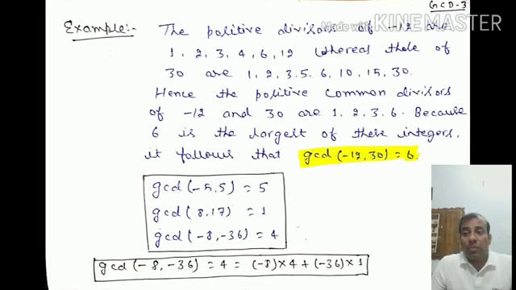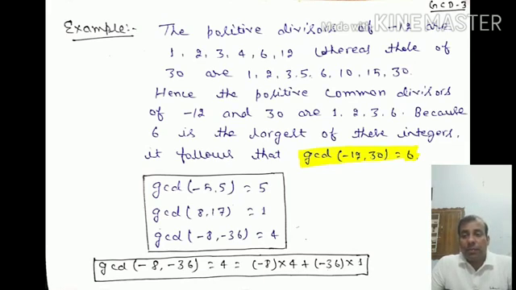So the positive common divisors, now we will see which ones are common to -12 and 30. Then it is 1, 2, 3, 6. Means 1, 2, 3 and 6 will divide 12 as well as 30. Out of these, that is out of 1, 2, 3, 6, 6 is the largest of all these integers, so GCD of -12 and 30 equals 6.